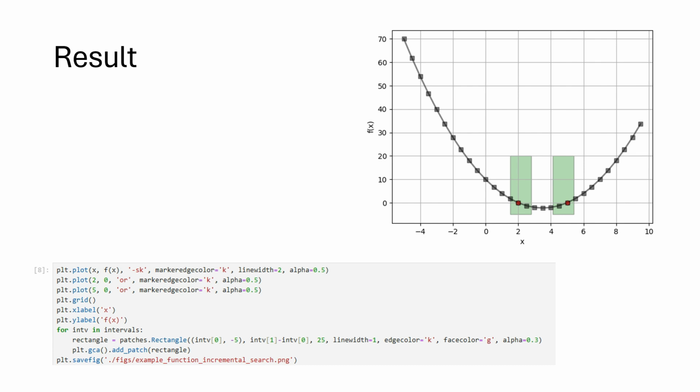As we saw, incremental search can help us identify the intervals using which we can carefully select the initial guesses for the bracketing and open methods. With this, we conclude this video. In the next video, we will look at the bisection method in detail and find the root values in these intervals. Thanks and see you in the next video.